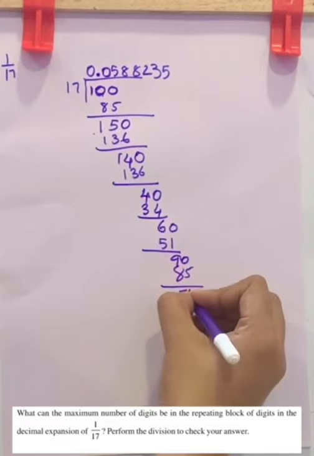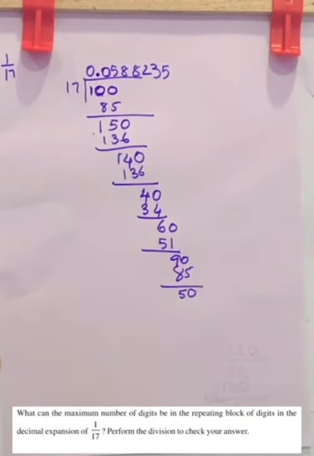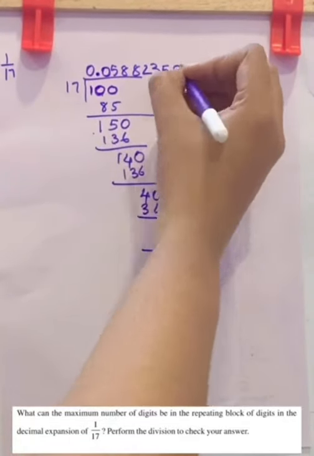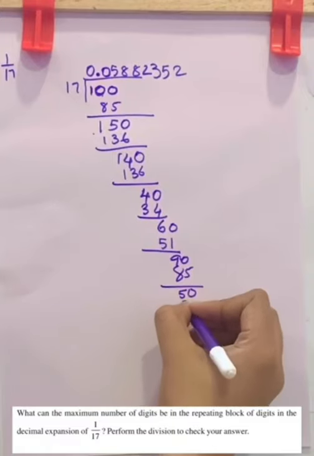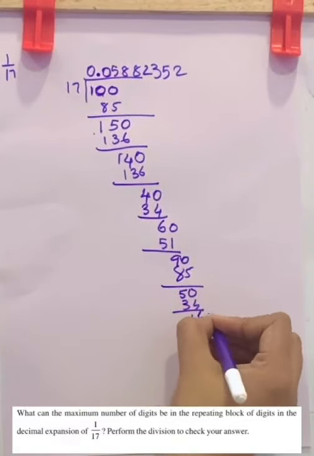Balance is 5. Make it 50. And in 50 it is 2 times. 17 2s are 34. Balance is 16. Make it 160.